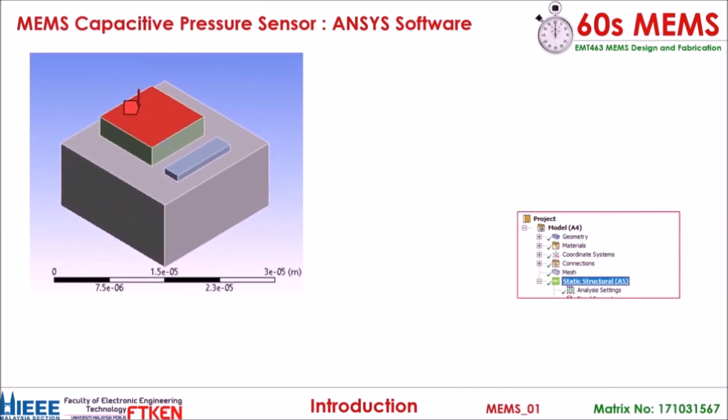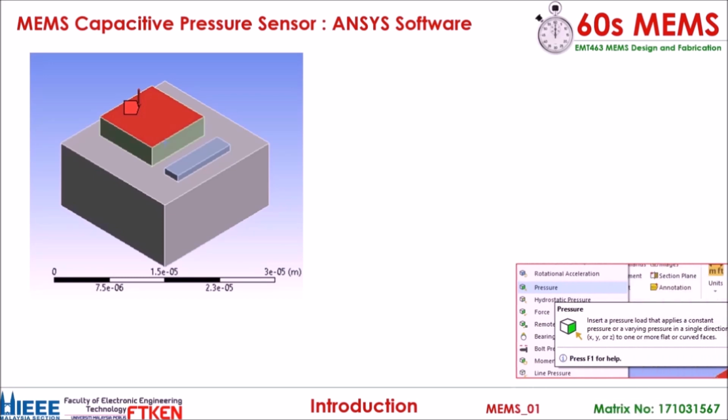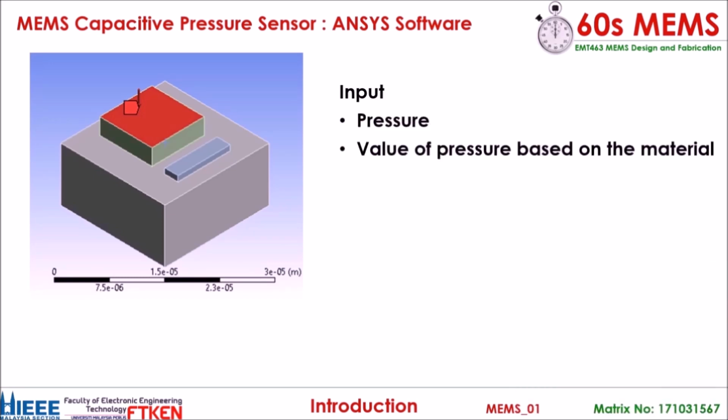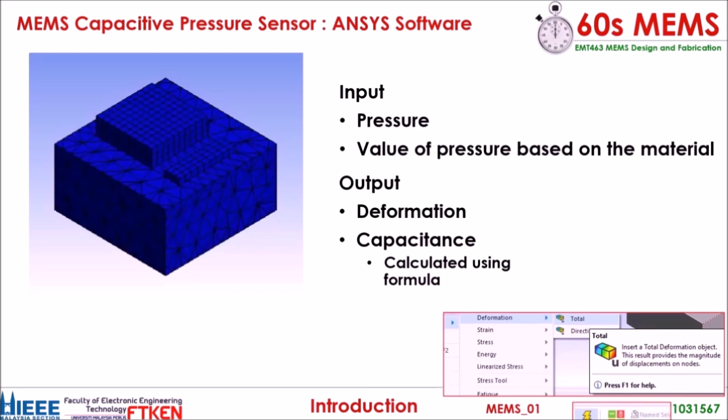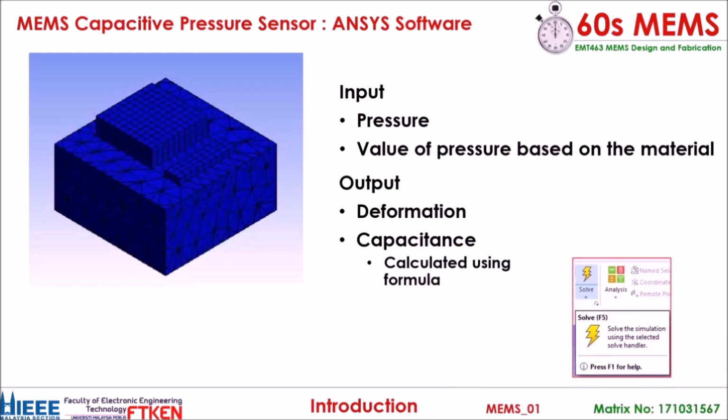Next, double-click again at the static structure, and then we assign the input pressure. The input pressure value is different for each material. Next, double-click the solution and assign output deformation for the total deformation object. The output capacitance is obtained by calculating using a formula based on deformation length. Finally, we click Solve to get the result.